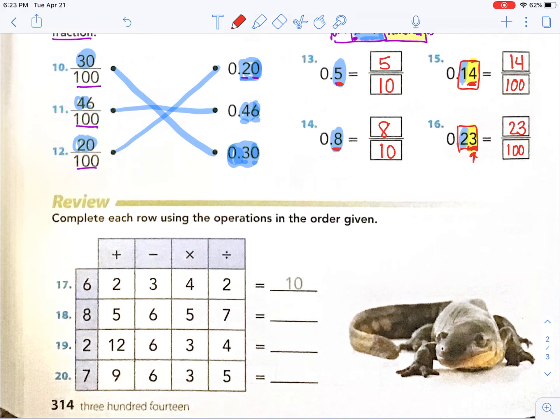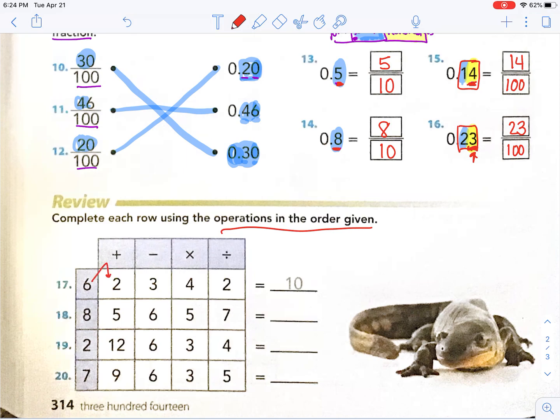Okay, complete each row. I know this is a review, but I want to do it with you because sometimes these funny little grids end up confusing you. So it says complete each row using the operations in the order given. So what are they saying right here? In the order given. And they gave you the first one. So let's see if we can get this to work out.